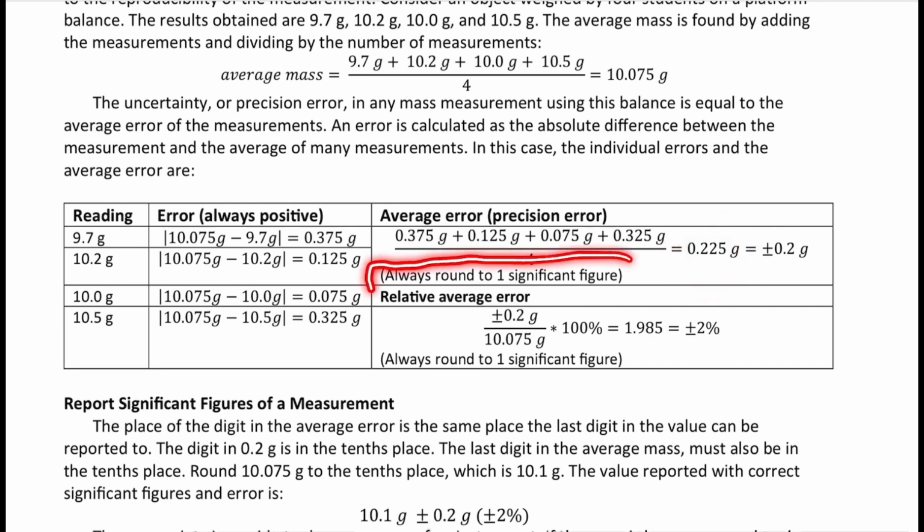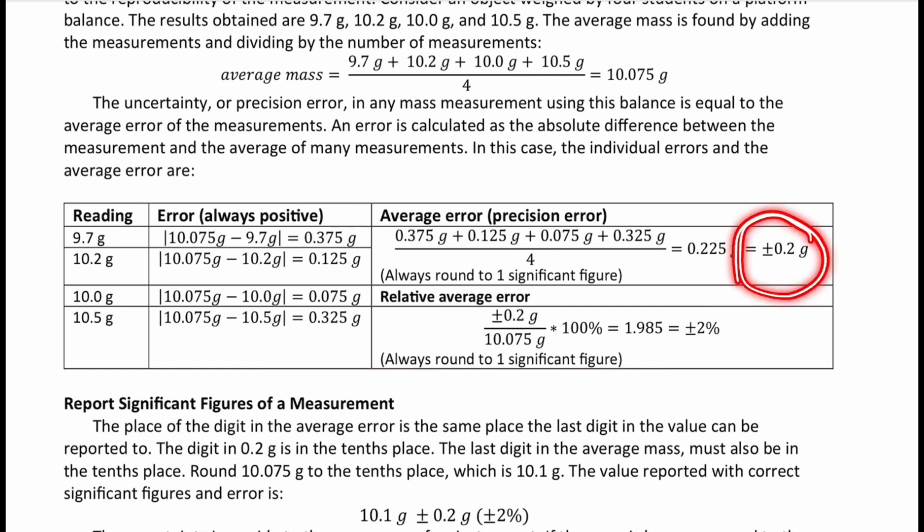And for these average error calculations, we're always going to round that value to one significant figure. So I get 0.2 grams. I can express that also as a relative error. So the way that I take our average error and give it as a relative value is we divide by the average. So we take our 0.2, which is this number right here, and we divide it by our average, which is the 10.075 grams. And I multiply it by 100 to make it a percentage. So this is percent relative average error, and that gives me 2%. Once again, I always round to one significant figure.